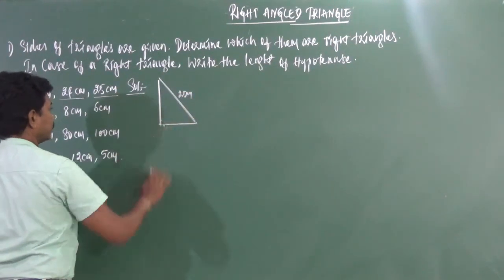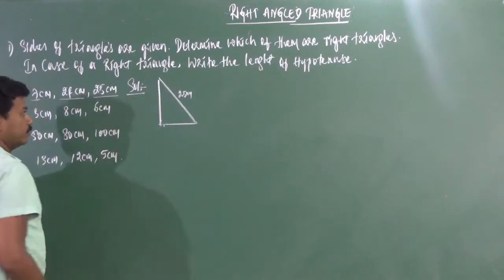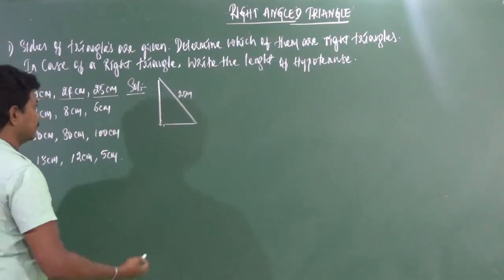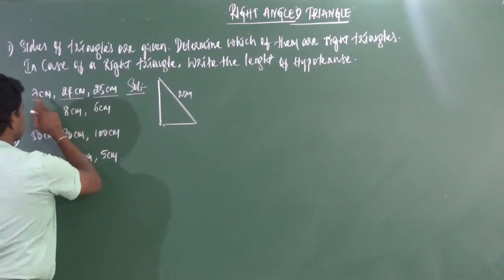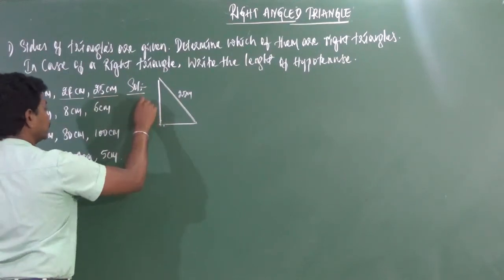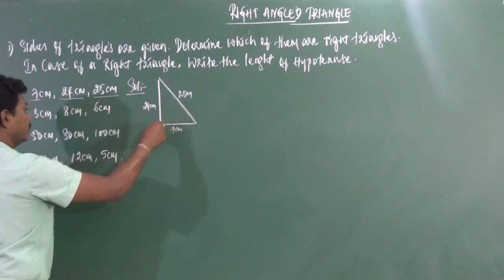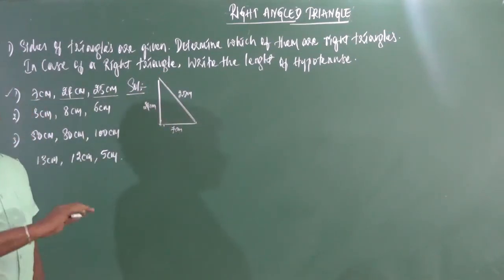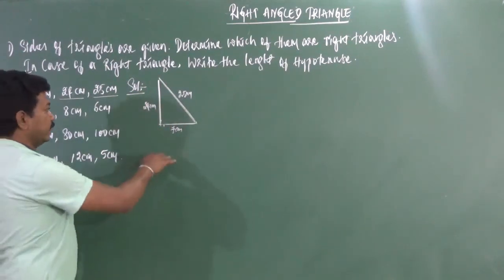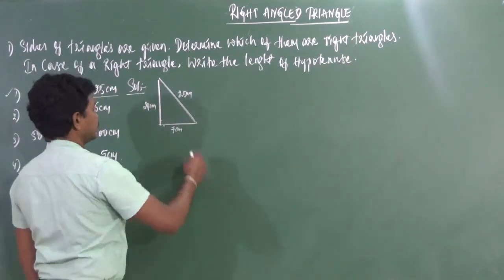I am not going to draw it as a right angle triangle because still we have to check whether the triangle is right angled or not. So 24 and 7, you can give it wherever you want. So I will give it as 24 and give it as 7. I am not going to mention the triangle as a right angle triangle still, because still we have to prove that. Okay, let us check out.